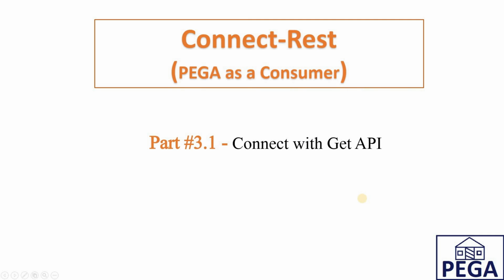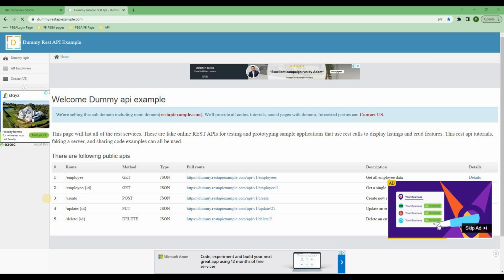So today I'm going to explain part 3.1, wherein we are going to connect a REST service, Pega is going to be a consumer over here, and we are going to connect a GET API. So without any further delay, let's get into it.